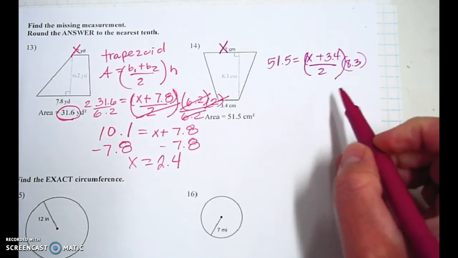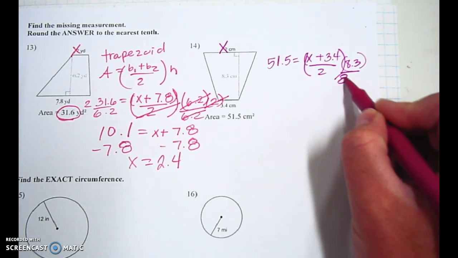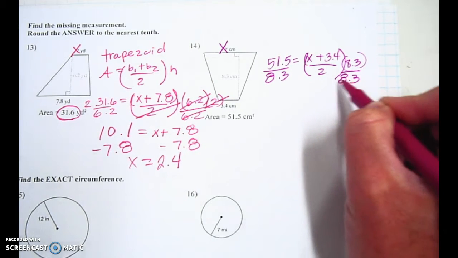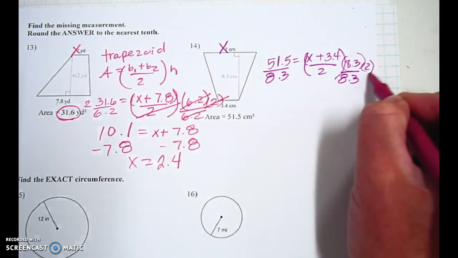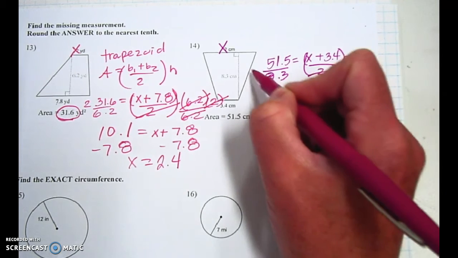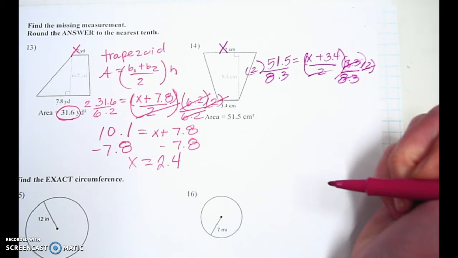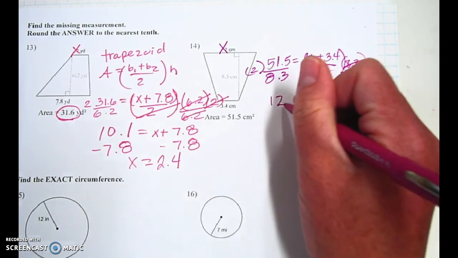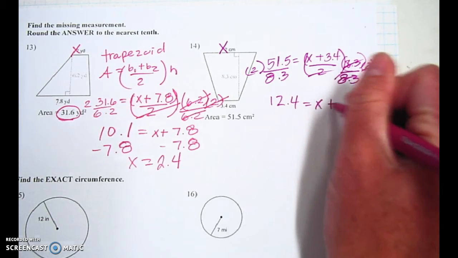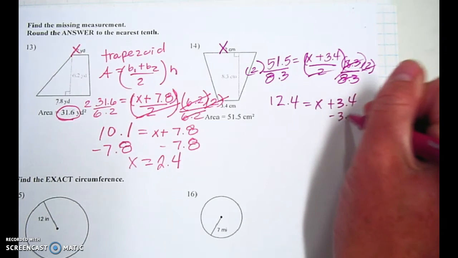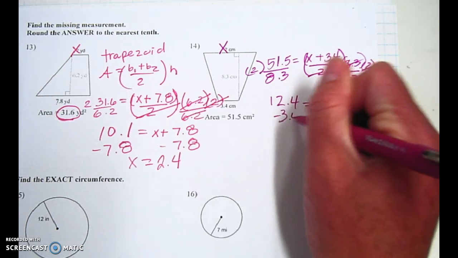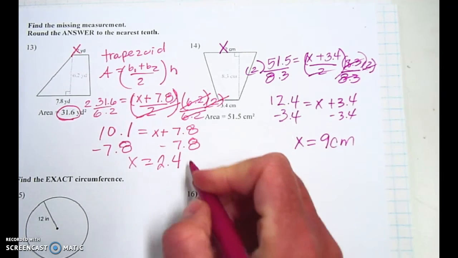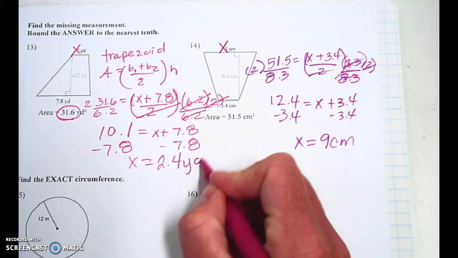Since this is being multiplied by 8.3, we're going to divide both sides by 8.3. And since it's being divided by 2, I'm going to multiply both sides by 2. So they'll cancel. And we just need to multiply all this over here by 2. Calculate this in your calculator. You should get 12.4 equals x plus 3.4. Subtract the 3.4 from both sides. And so x should be equal to 9, and this one is in centimeters. This one was in yards.